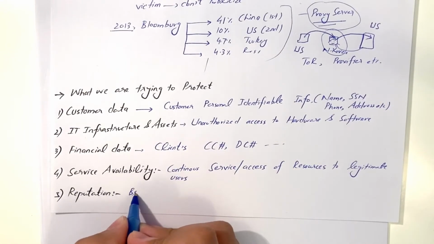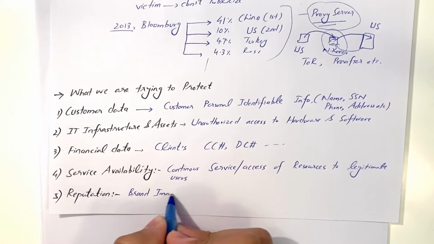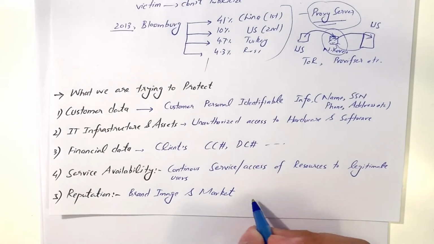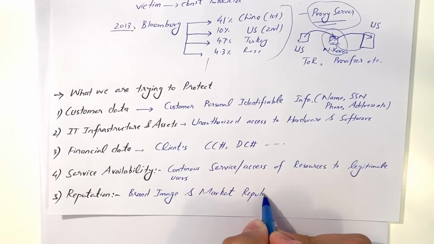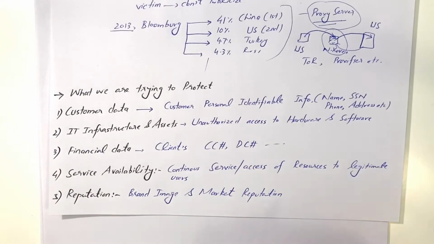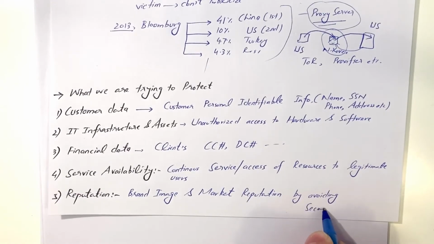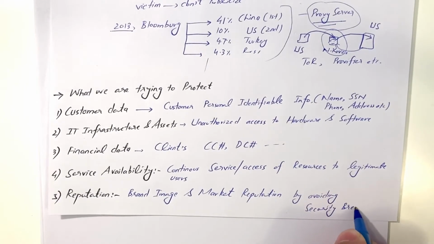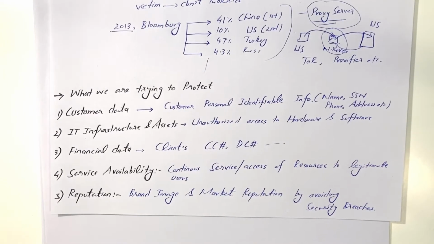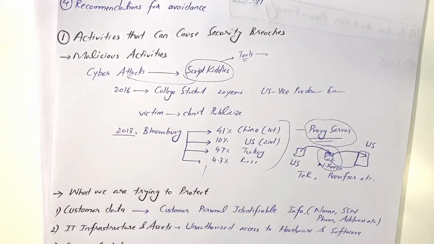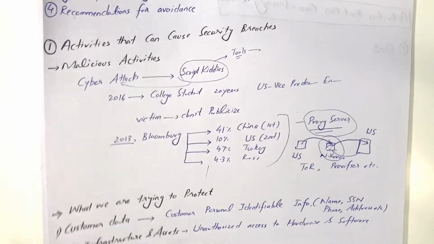Reputation, brand image, and market reputation. This is what we are also trying to protect. And we can protect our brand image and market reputation by avoiding security breaches. So what we have discussed is what we exactly try to protect, and these are the typical issues, like the script kiddies, in fact, mostly. So let's move to our first agenda item now, activities which can cause security breaches.